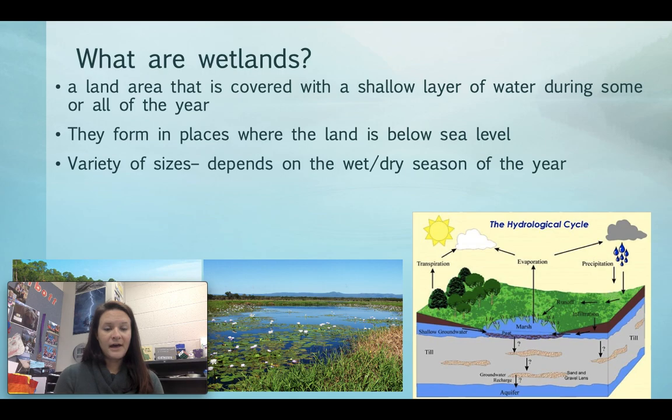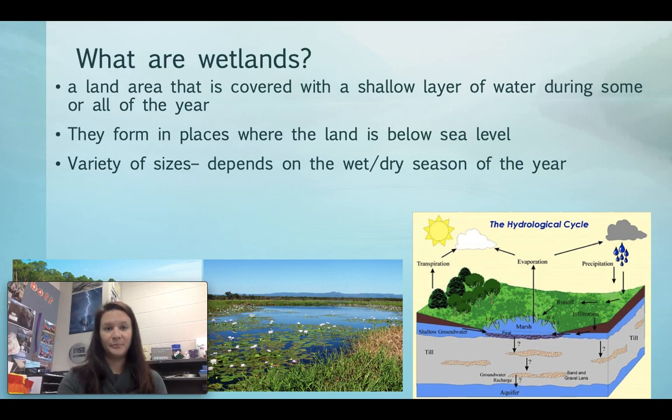And they're going to have a variety of sizes. It really depends on the season. If it's going through a dry season, much of the wetlands can be exposed, the land and the grass. And then if it's a wet season, a lot of it will be covered up in water. So they just grow and change sizes throughout the year depending on the amount of rainfall.